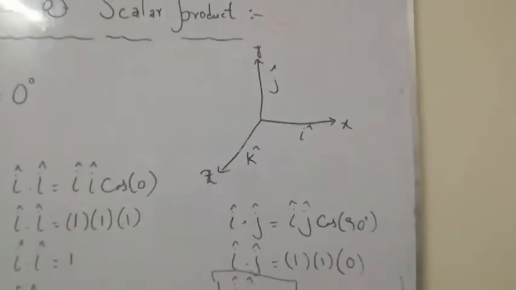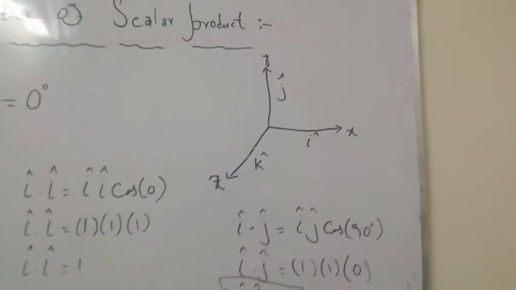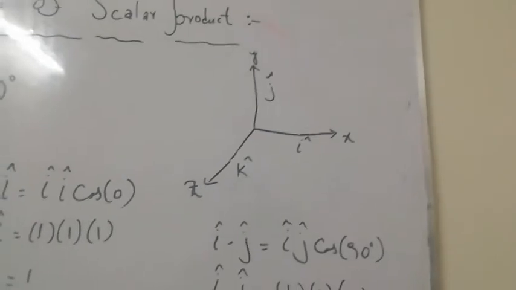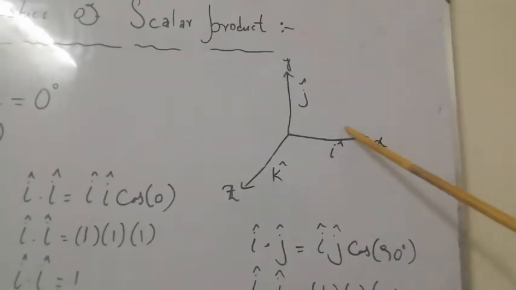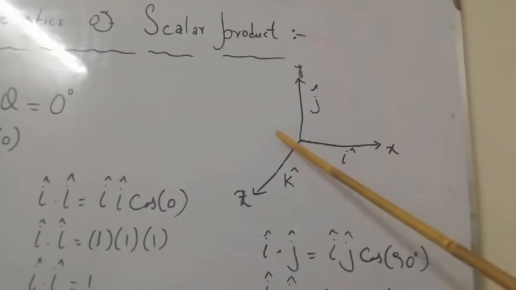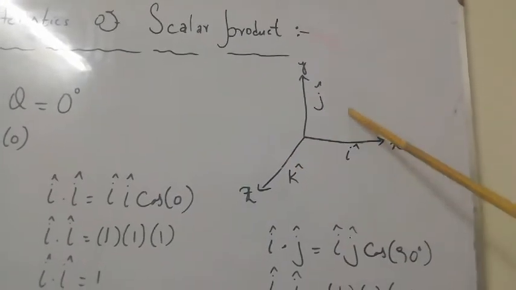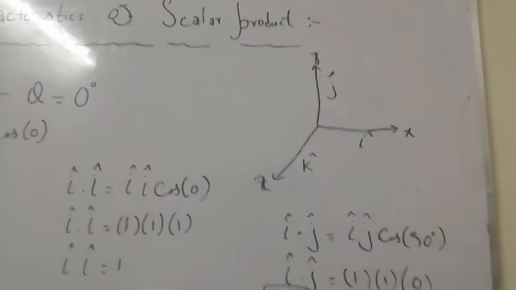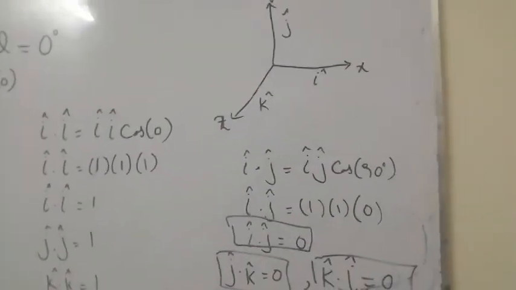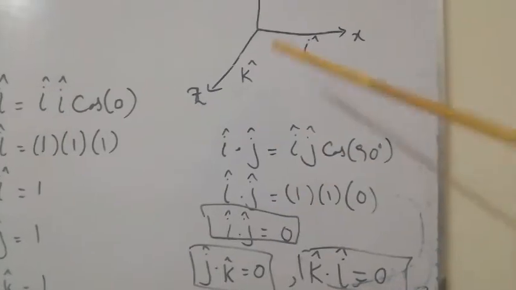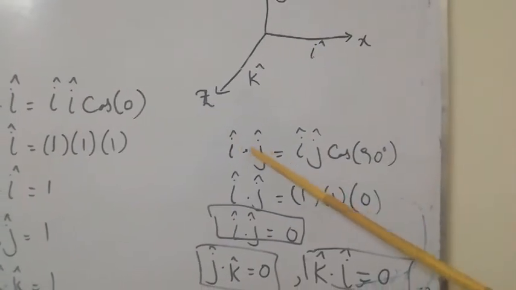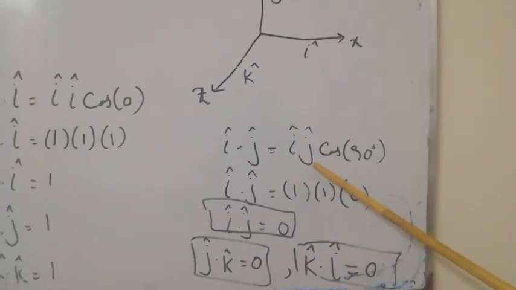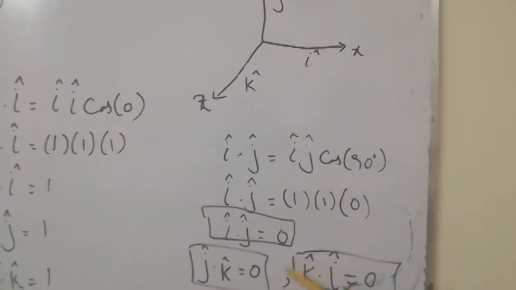And in 2-dimensional and 3-dimensional space, we know that all the axes are perpendicular to each other, that is i is perpendicular to j, j is perpendicular to k, and k is perpendicular to i. All of these rectangular components are perpendicular to each other. Then if we talk about the product of i and j, that is i dot j, the angle between i and j will be 90 degree, because i and j are perpendicular to each other.